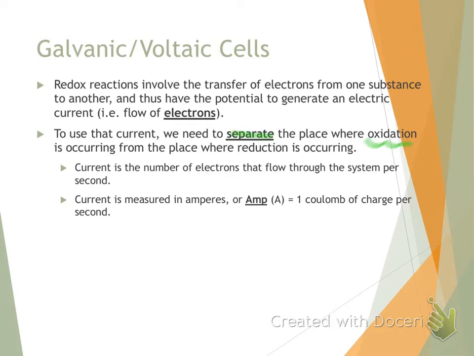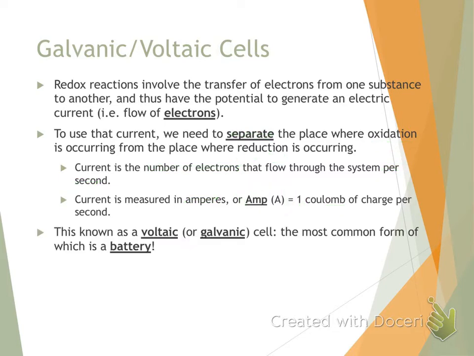is occurring from the place where reduction is occurring so we can flow the electrons in between those two separate places. Current is the number of electrons that flow through the system per second. We measure that in units of amperes or amps for short, abbreviated with a capital A. An amp is 1 coulomb of charge per second. A coulomb is a relationship to the number of electrons that we have. We're going to learn more about that later this unit.